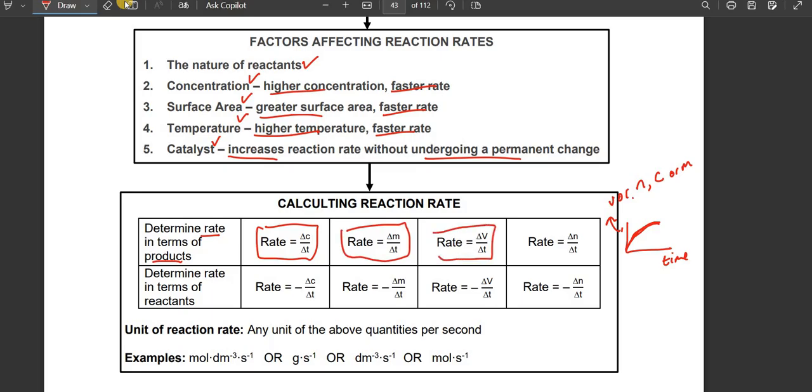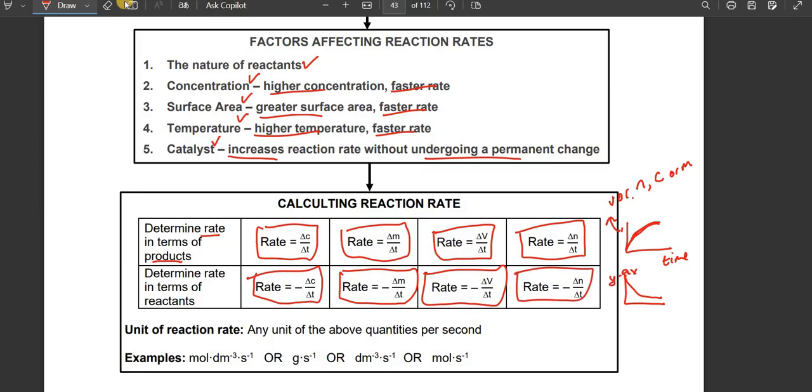If it's volume, change in volume over time. If it's number of moles, change in number of moles over change in time. The graph for reactants, guys, is usually like this because the reactants are decreasing. So if it's concentration on the y-axis, you use negative now, but change in concentration over time. Just make sure that you put negative depending on what is on your y-axis there. So this is your y-axis there. Remember, your x-axis will be time.